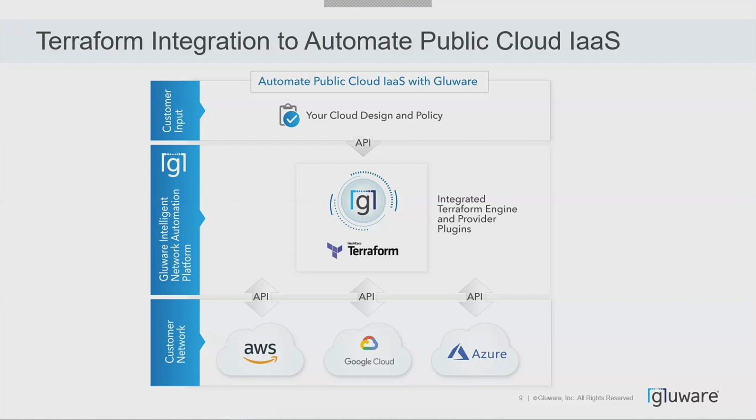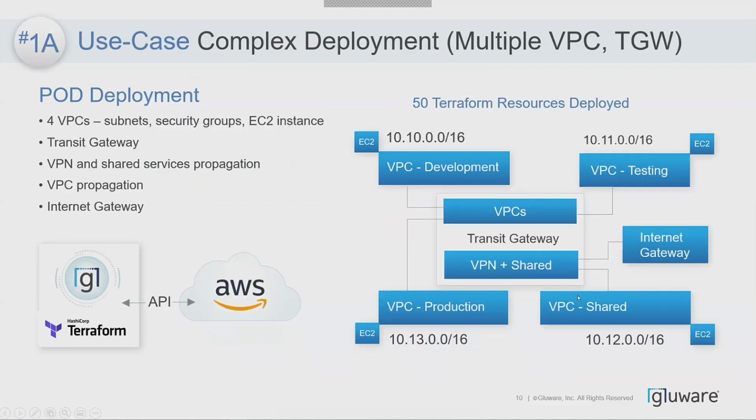So what Gluware has been able to do is integrate the Terraform engine as a vendor adapter within our system, and then we're able to leverage various plugins that Terraform supports. So what we're going to show you is the ability to bring your own design or bring your own policy, and you can do that through what you want to deploy in the network. You also can import Terraform files, the HashiCorp config files, directly into Gluware, and see how Gluware can help you automate down to the clouds. So with that, this is the use case.